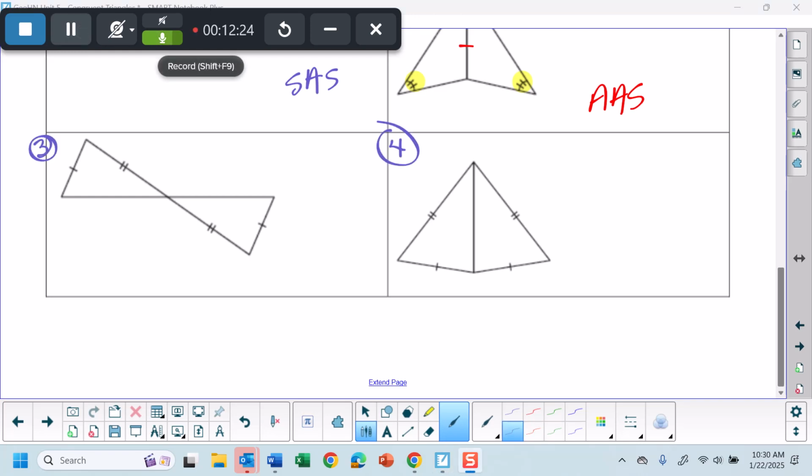All right, let's talk about 3. How are they congruent? They're not. What if I asked you how they were related? All right, I see vertical angles, so that gives me an angle, but how are they related? What do you see, Caroline?